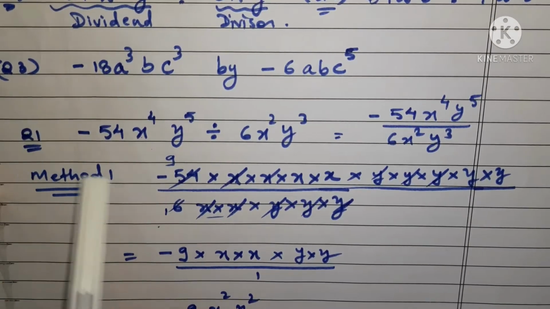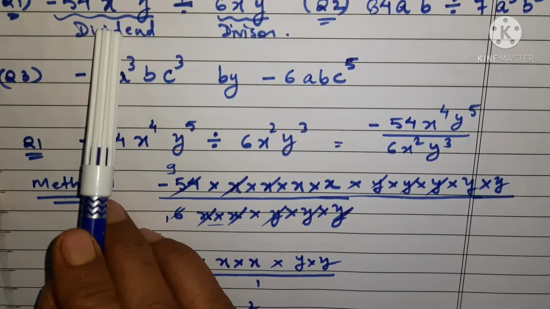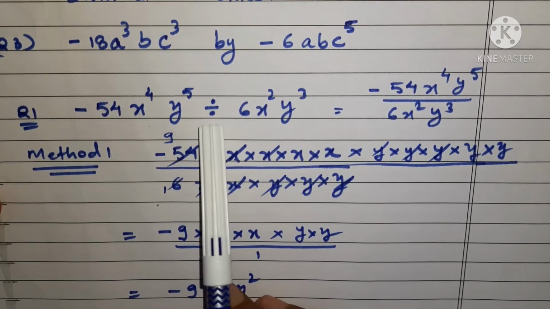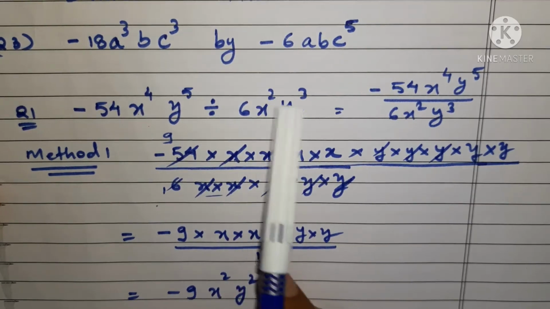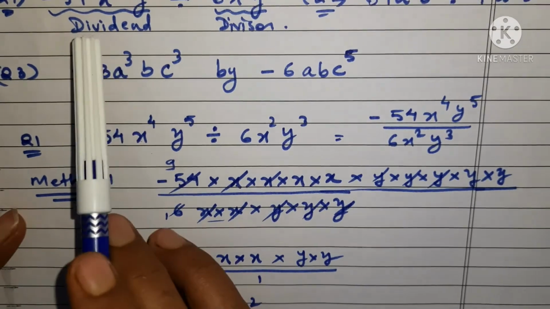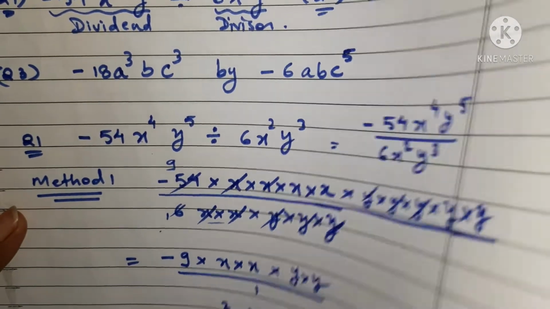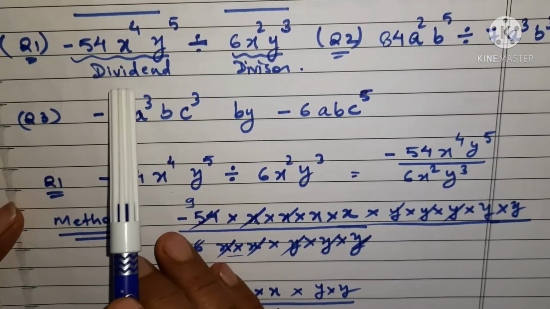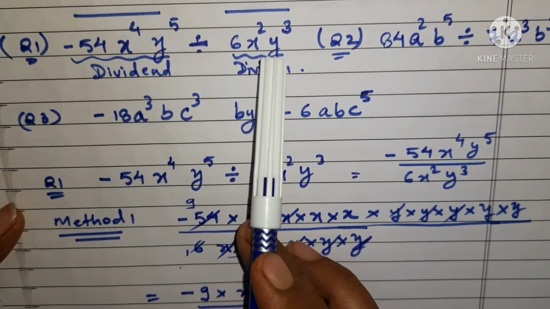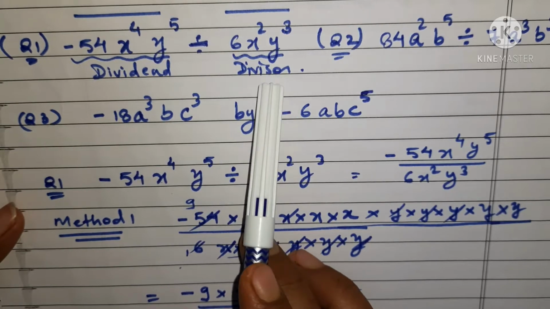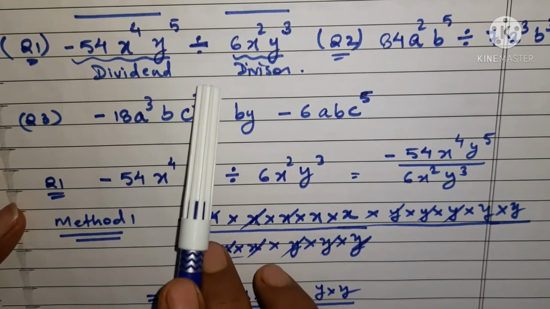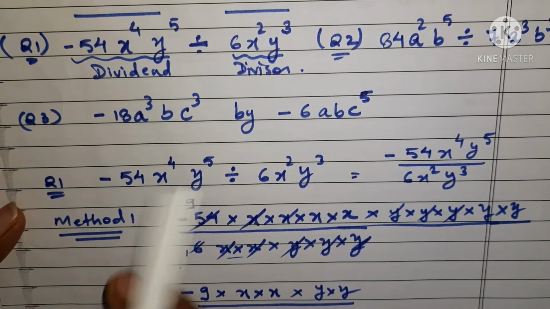Let's write down. Let's see what the first question is. The very first question is minus 54 x to the power 4 y to the power 5 divided by 6 x to the power square y to the power cube. Keep in mind that the very first expression, which is to be divided, is known as the dividend, and the second expression is the divisor, with which you have to divide the first expression. So we are going to start with method 1.